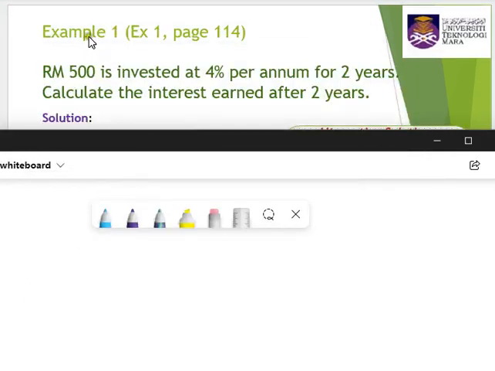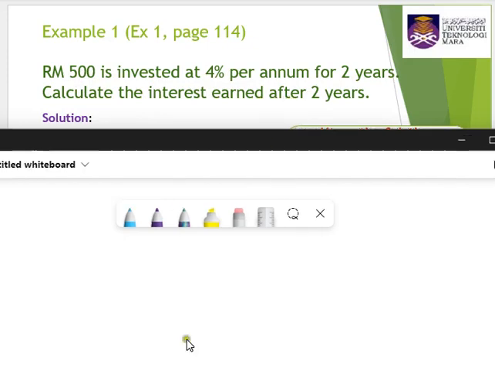Now let's go for our example 1. Example 1 here is actually stated in the textbook, on page 114. Let's begin. The question states that 500 is invested at 4% per annum for 2 years. The question would like us to calculate the interest earned after 2 years.